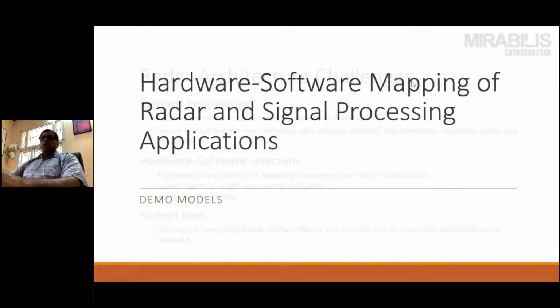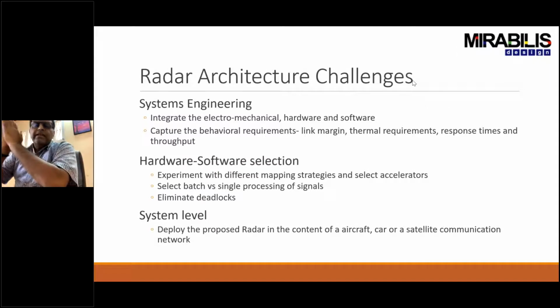Okay, so if I take the radar architecture challenges, there's really three levels, the first one being systems engineering. In systems engineering, I want to be able to take the power systems, the hardware and software, capture all the requirements, figure out what the link margin is for the RF, what the thermal requirements were, what's the response time on a potential hardware platform, what was the throughput, being able to capture that at a very abstract level.